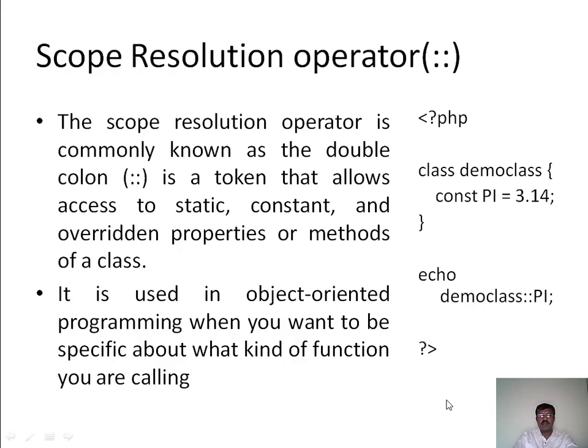Here is an example. In this code we have one class, a demo class, where I am using one variable, a constant value pi, whose value is 3.14. Now from outside of the class I am accessing the value by specifying the class name followed by the scope resolution operator, then accessing the pi constant. In this way we can access any specific variables or members of a class by using the scope resolution operator.